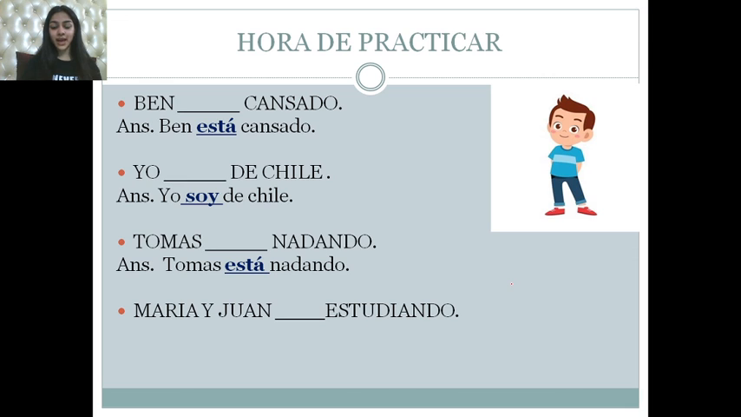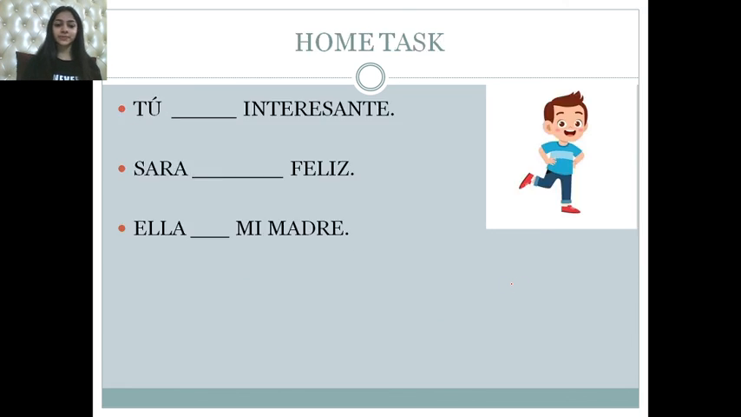María y Juan ___ estudiando. Maria and Juan are studying. They are studying right now, not forever. Studying, again, "-ing", that means an action. So if an action is being performed, we always tend to use the verb estar, right? It's temporary. So as we are talking about third person plural, that means ellos, ellas, so están will be used over here.